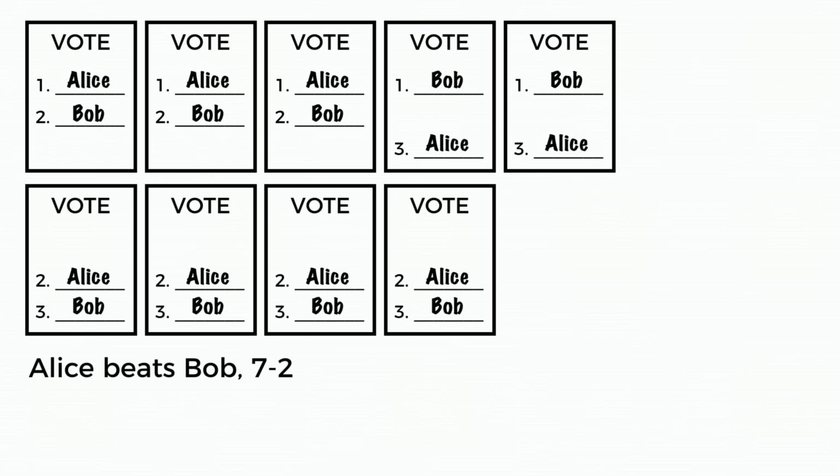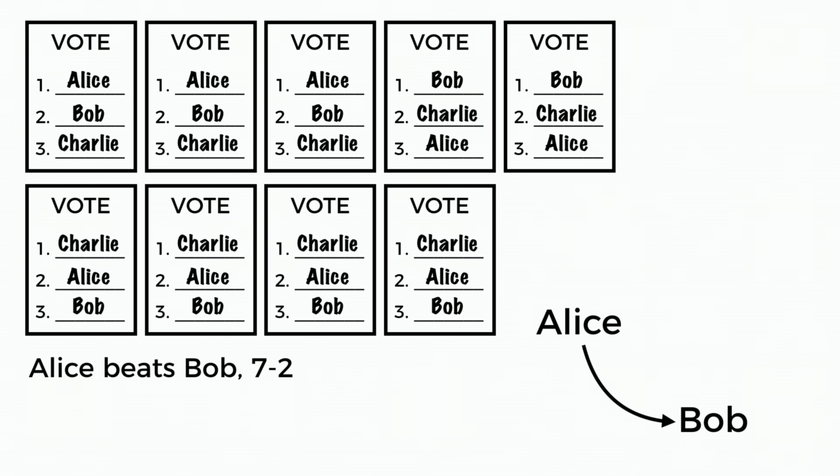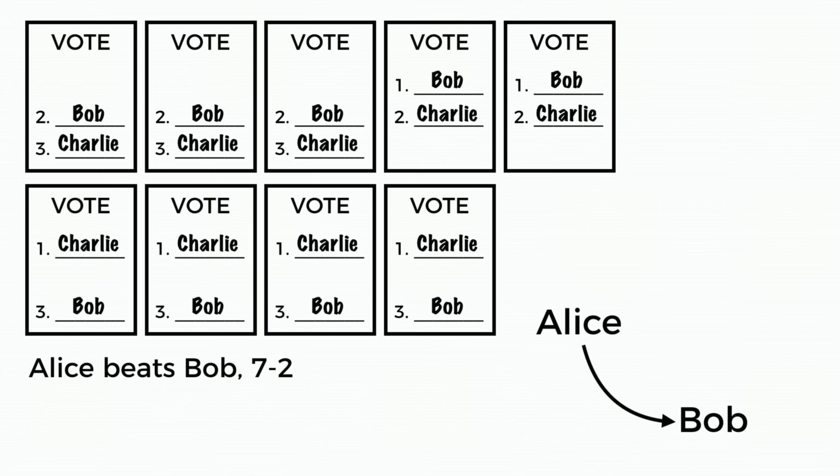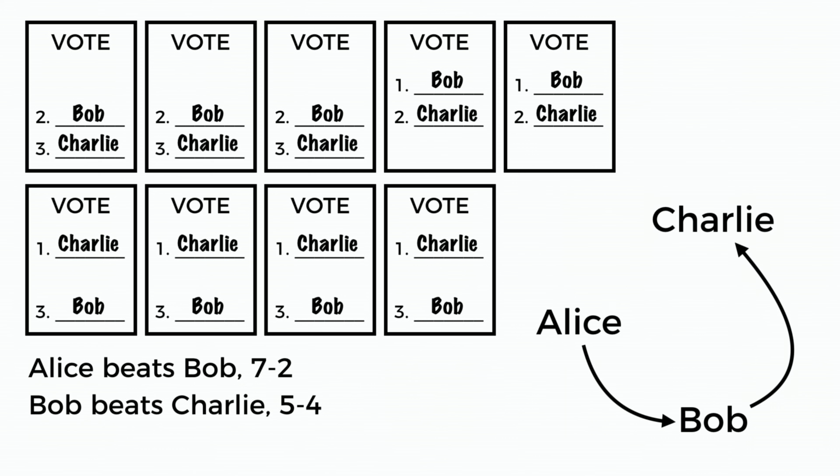Let's look first at the pair of Alice and Bob, by ignoring Charlie from the election altogether. In this case, Alice beats Bob 7 votes to 2. 7 people think Alice is better than Bob, but only 2 people think Bob is better than Alice. So we can draw an arrow from Alice to Bob, much as we did before. Now let's take a look at just Bob and Charlie. Between Bob and Charlie, 5 voters think Bob is better than Charlie, and 4 voters think Charlie is better than Bob. So Bob beats Charlie 5 to 4, and we'll draw an arrow from Bob to Charlie.